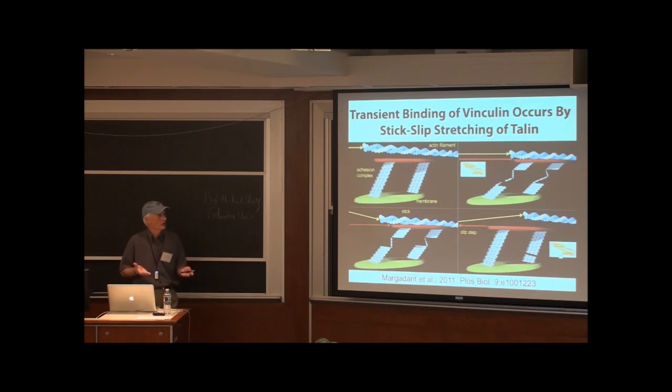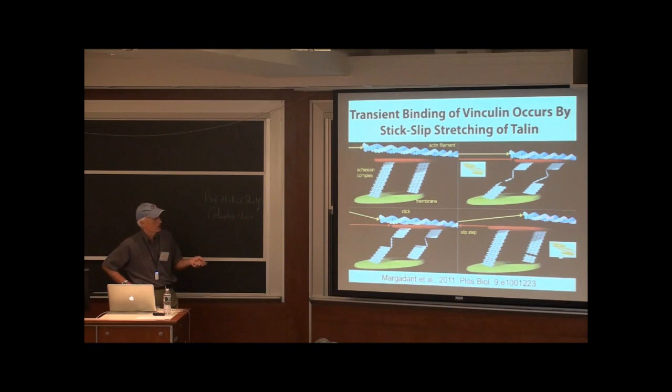So the model that we come up with here is really a stick-slip model in which the actin is flowing inward. It sticks or attaches to the C-terminal portion or aggregate of the talins, causes them to stretch, exposing now vinculin binding sites. Vinculin binds, and then this slips.